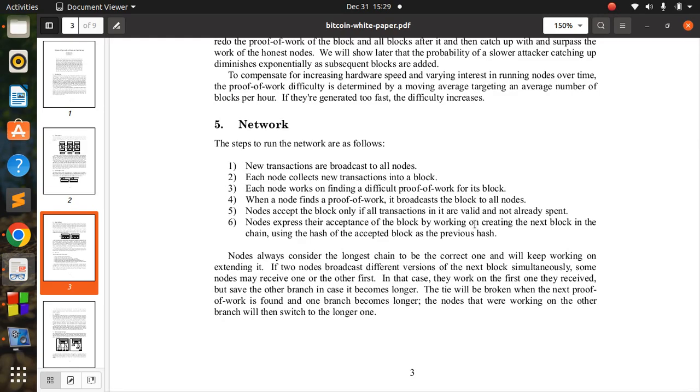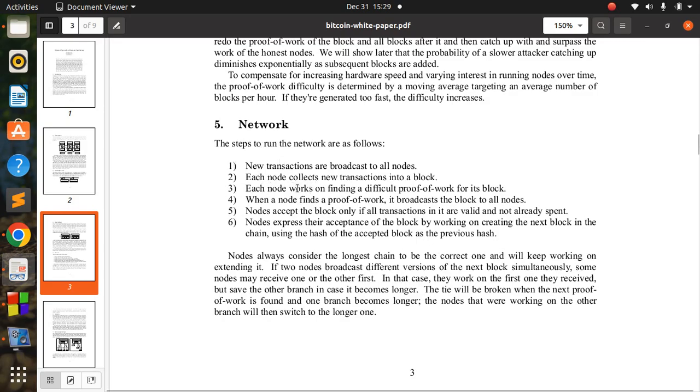All right. And they are not already spent, means that they shouldn't be sending what they have already spent. And the last step is nodes express their acceptance of the block by working on creating the next block in the chain using the hash of the accepted block as the previous hash. Means it has been added to the chain. Other people will update their distributed ledger. It's just that simple. Right? That's how the network works.